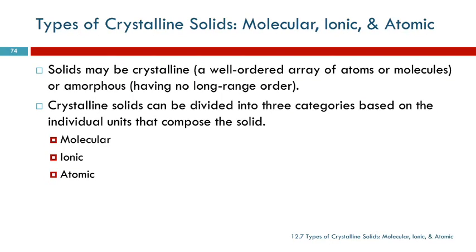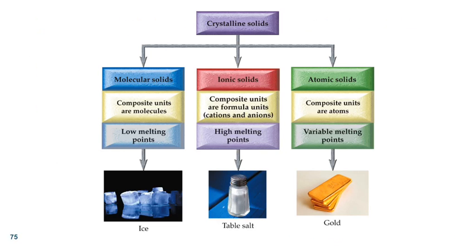Types of solids. Solids can be crystalline, meaning they have order to their atoms or molecules, or they can be amorphous, having no long-range order. We can take the crystalline solids, the ones with order, and divide them into three more categories: molecular, ionic, and atomic. And that's based on what are the particles that are composing that solid.